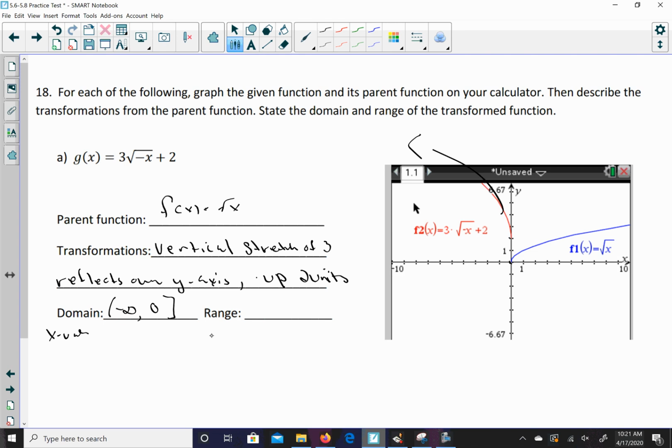My range is my y values. And then when I look at here, my lowest y value is 2. And then it continues to go to positive infinity without end. So I'm going to say positive infinity, parenthesis with that.